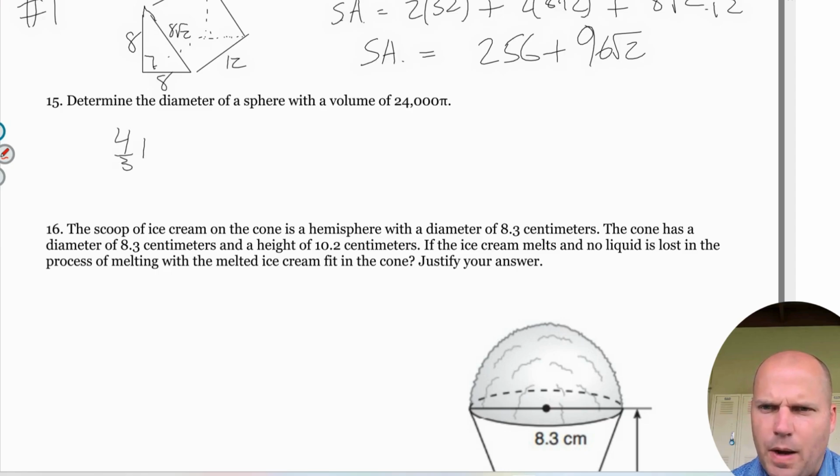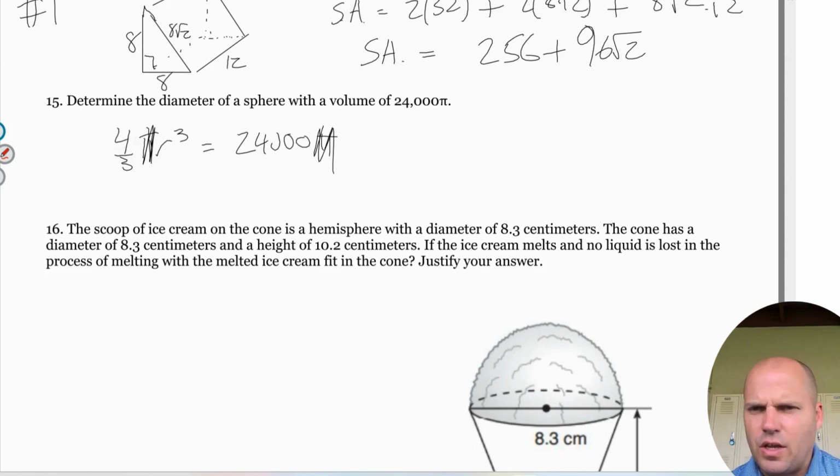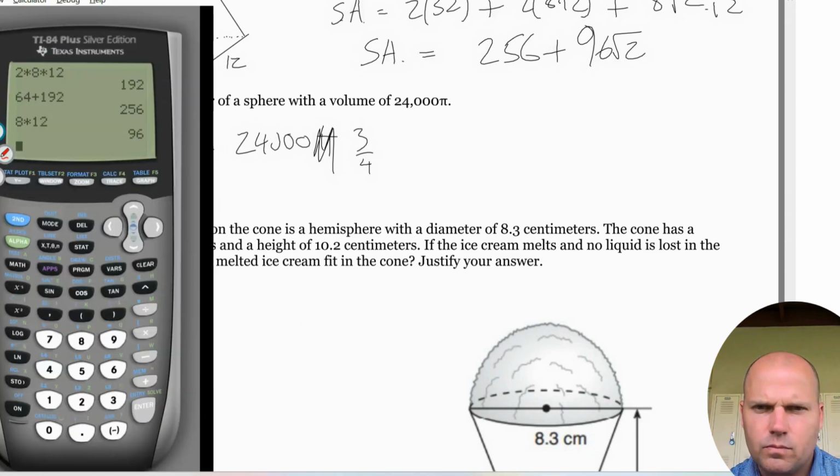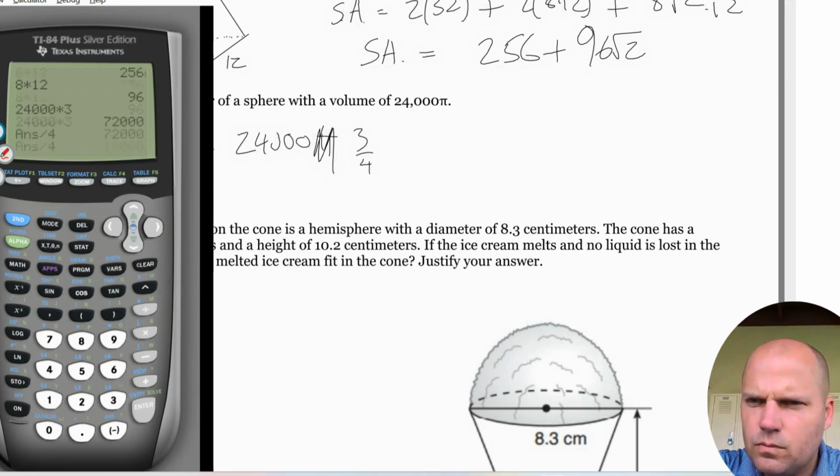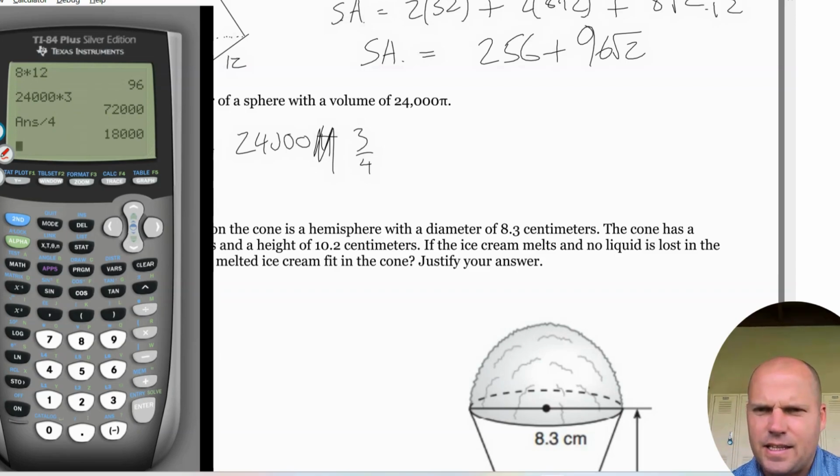All right, well, 4/3 pi r cubed will equal this 24,000 pi. The pi's will go away, great. I need to get rid of the 4/3. I'm going to multiply both sides by 3/4, and then I'm going to solve for r by cube rooting. I got 24,000 times 3 divided by 4, and I get 18,000.